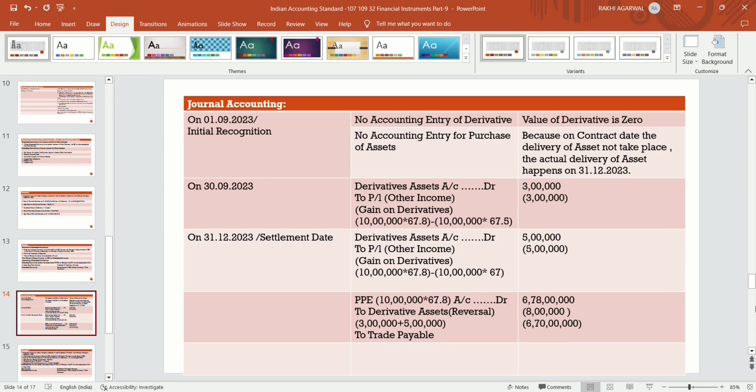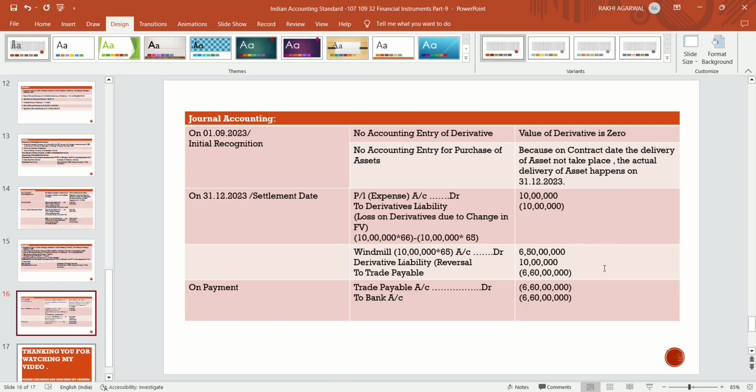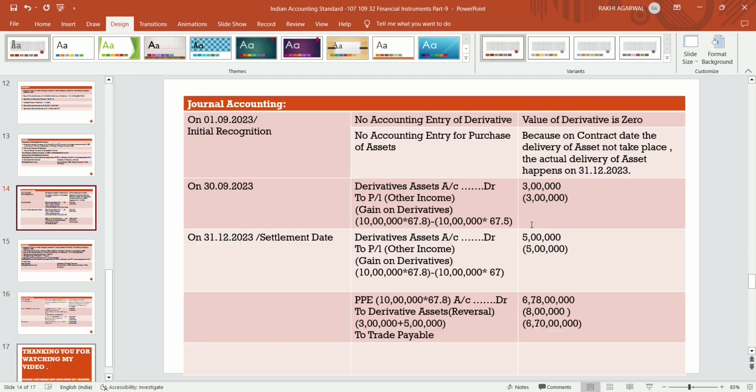In this case, he makes a contract at 67.8. On 30th September it becomes 67.5. So he will recognize 3 lakhs on 30th September 2023 at fair value. The differential amount: derivative asset account debit by 3 lakhs, to P&L other income, 3 lakh gain on derivative.